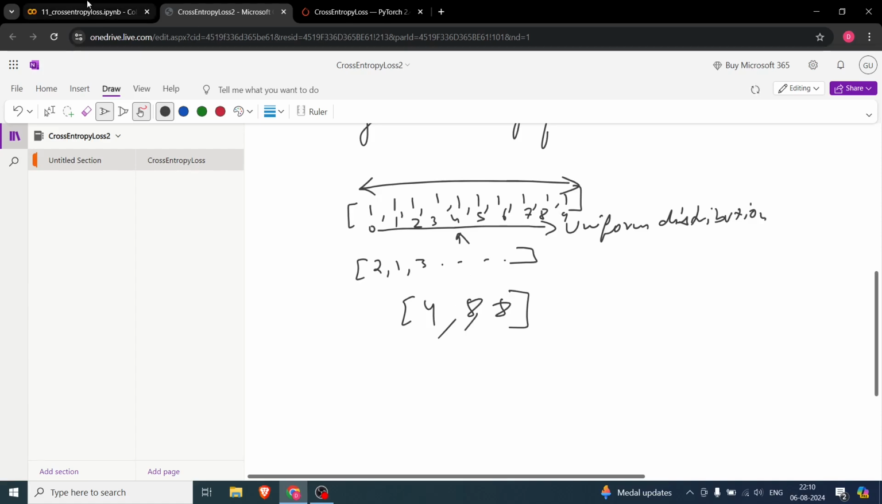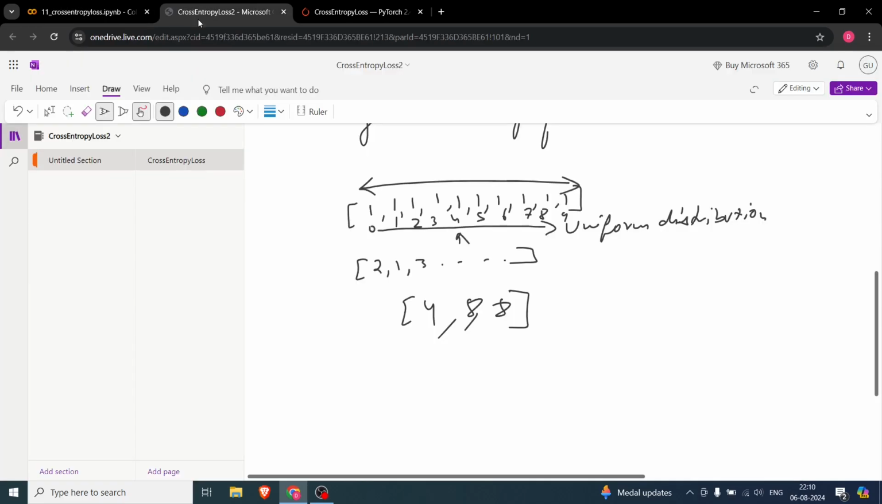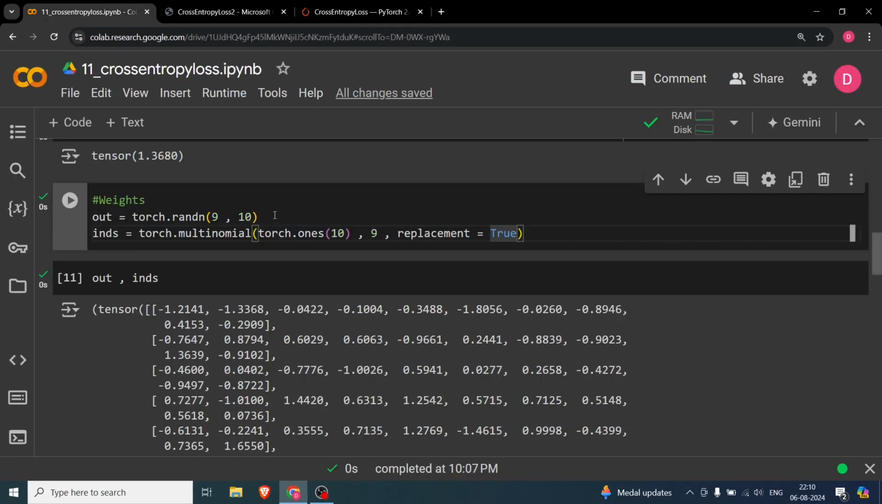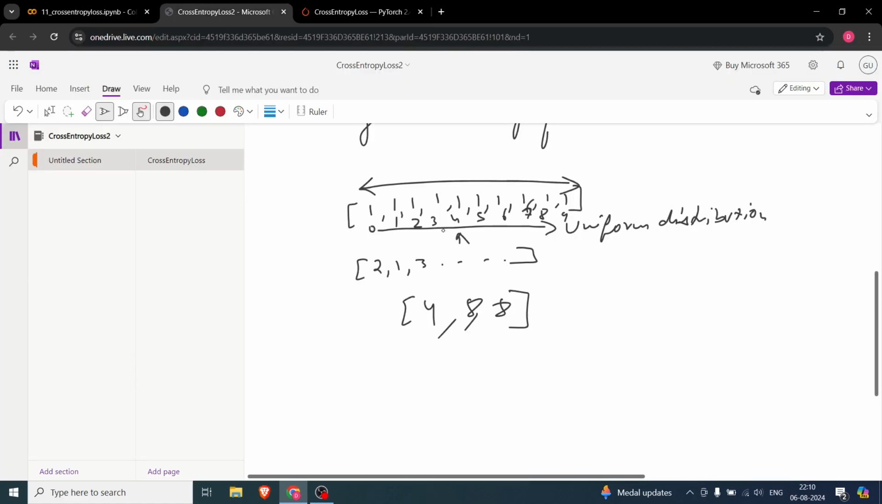Why again 8? Because we have said replacement equal to true, which means once you take out a particular number, it can be chosen any number of times. This is what replacement equal to true is. I hope I was able to explain it to you. We are not taking ones, we are taking indices. 0 1 2 3 4 5 6 7 8 9, these are indices, these are not ones. So you don't expect three ones. No, you are taking indices.